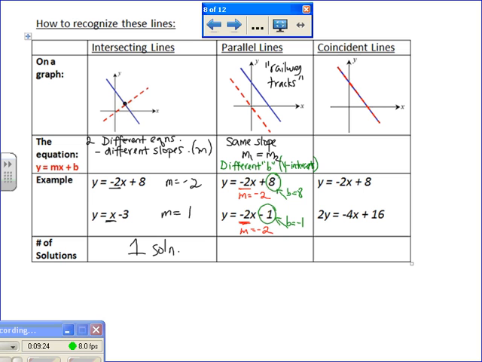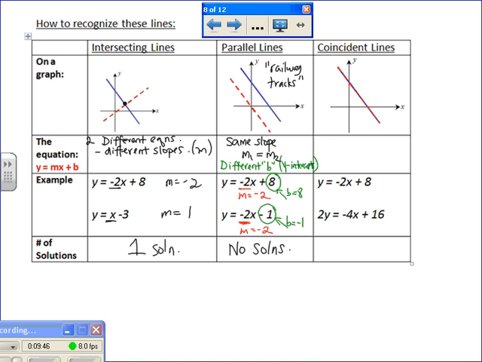They have to have different y-intercepts because if the y-intercept was the same, they wouldn't just be parallel, they would be the same line, or in other words, they'd be coincident lines. So same slope, different intercepts tells me they're parallel, and there are no solutions for parallel lines because there's nowhere that they cross.